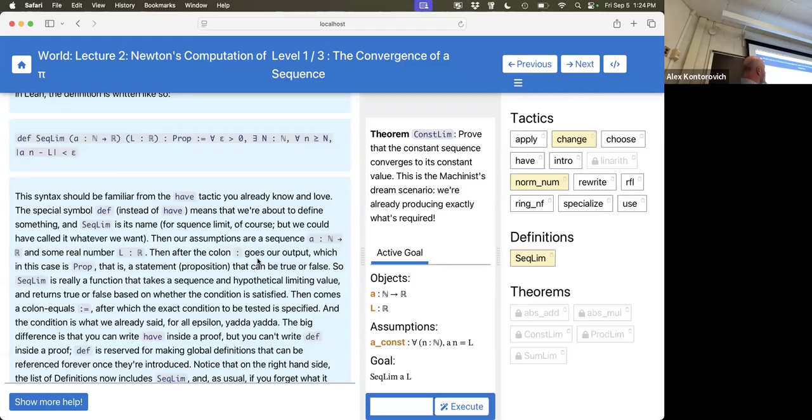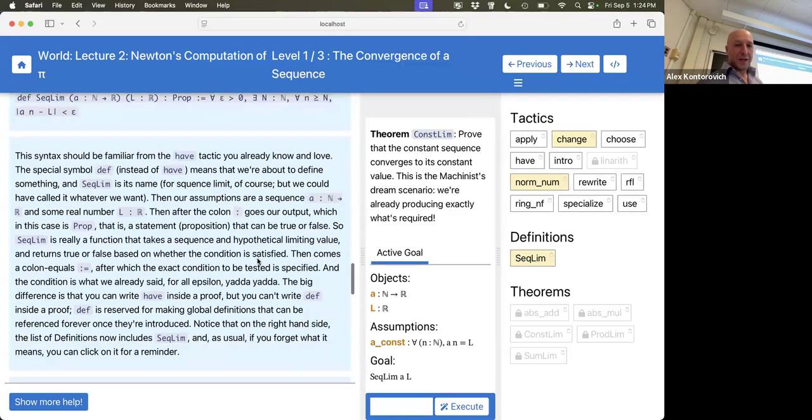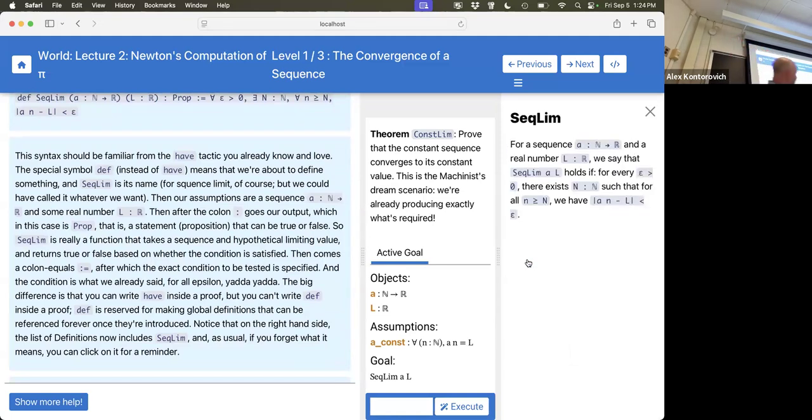All right, you don't actually need to learn this syntax because you'll never be writing definitions. The big difference is you can add a have inside of a proof. But when you make a definition, it has to be a global definition. It has to go over here. So you would never make a definition inside of a big proof. You can have some new fact inside of a proof, but you won't be defining things. Okay, and notice that seq_lim has now been added. And as usual, if you forget what it means, you click on it, and it's got some words there for a sequence and a real number. We say seq_lim holds if for all epsilon there exists an N such that, and so on. Okay, does that make sense?